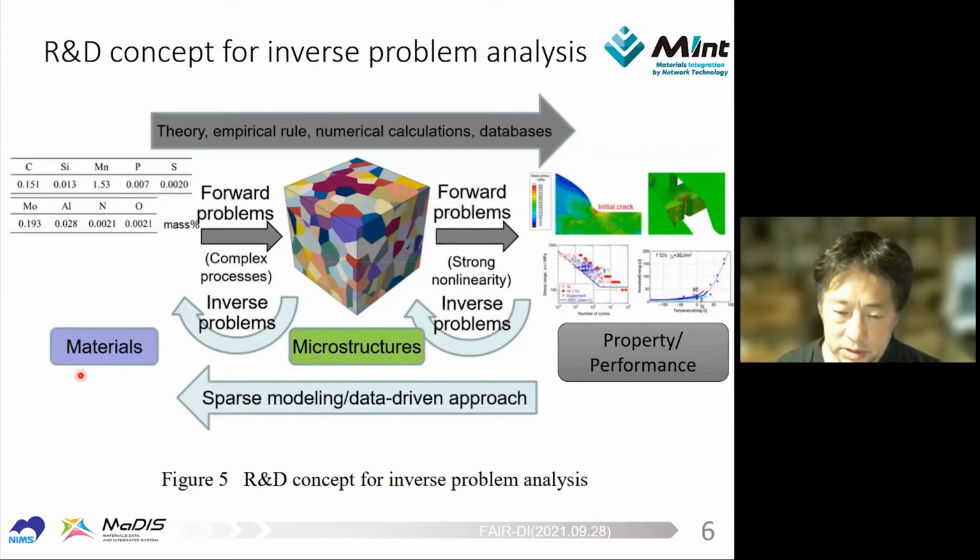So ordinarily, we analyze the process, structure, property problem in the forward analysis. And once we get the workflow in this direction, we can move to the backward, as an inverse analysis. But sometimes we need another technique to handle very few data, such as sparse modeling or Bayesian analysis or something like that.